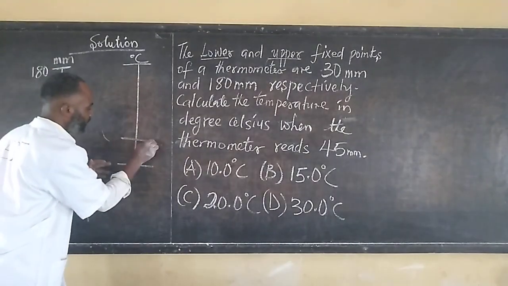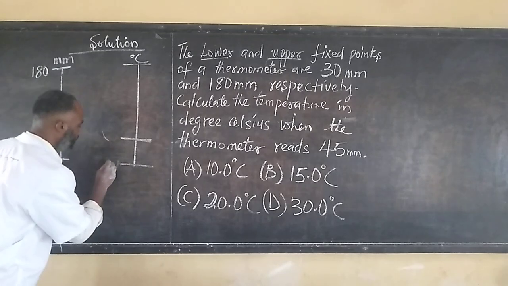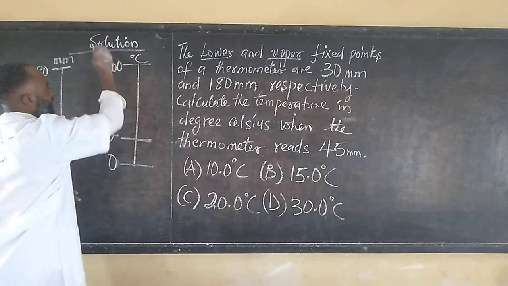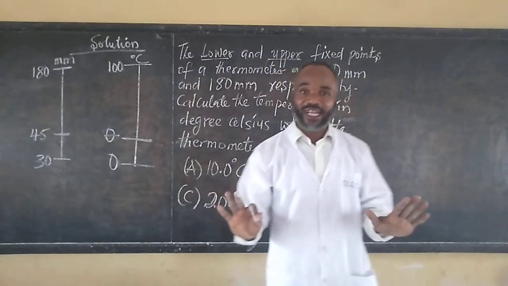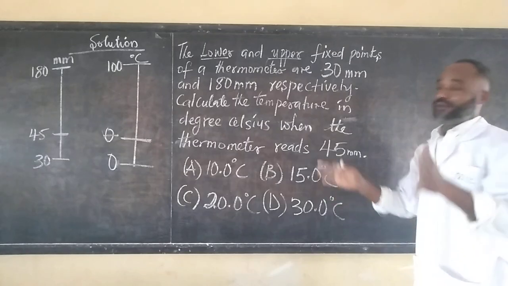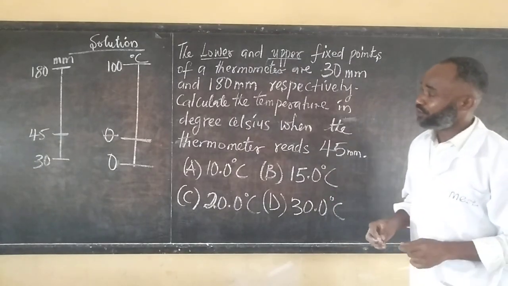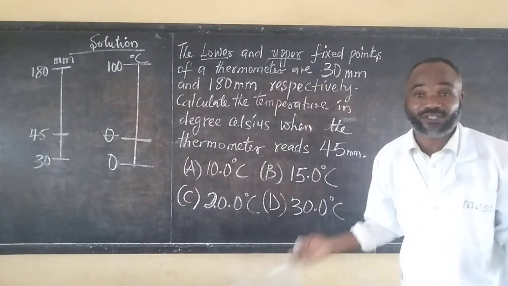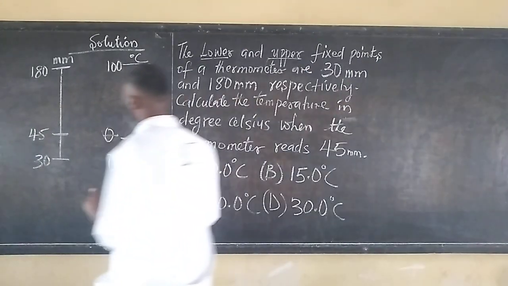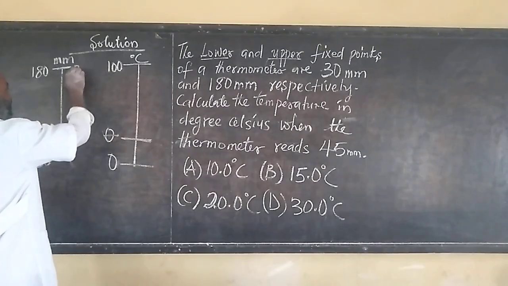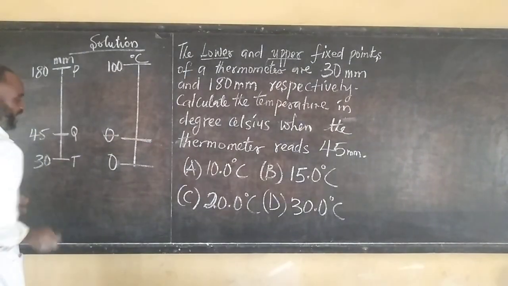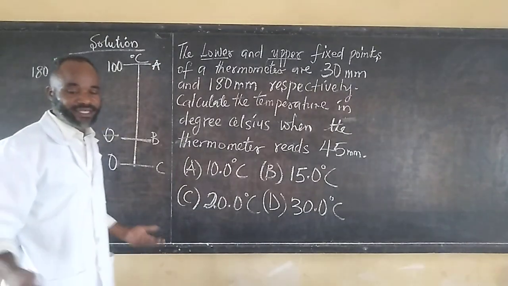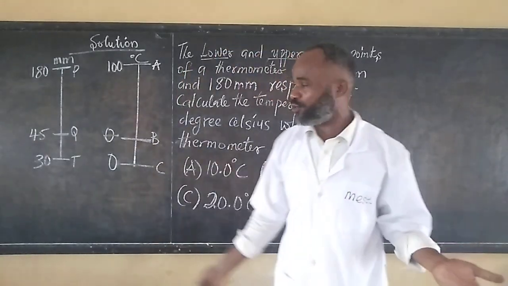Let's consider the functional thermometer. At this point should be 0, this point should be theta, and this point should be 100 degrees Celsius according to the functional thermometer. So we are comparing two thermometers now. The next thing we need to do is to label the two thermometers respectively using any letters of our choice. If I use P, Q, and T, I can still use A, B, and C. Doesn't really matter. What matters is knowing what you are doing.